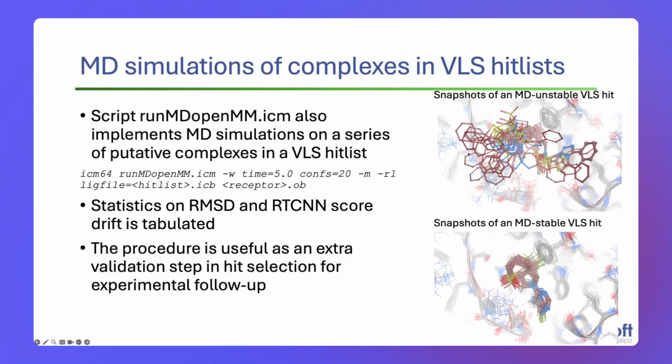But in this example here, it's kind of an unstable pose. You're seeing many different conformations of the ligand. When you run this, you get a nice selection of statistics on RMSD and RTCNN score, and how the drift is, and the drift is also tabulated. There's another YouTube video on this. I'll try and put a link to it up here. And it's a very useful extra validation step in hit selection for experimental follow-up.